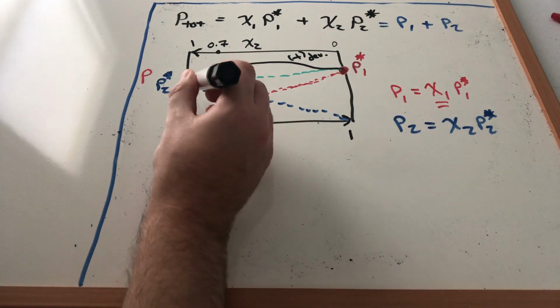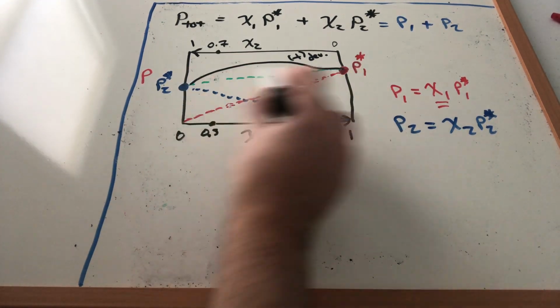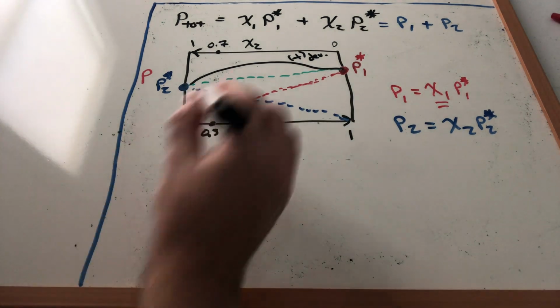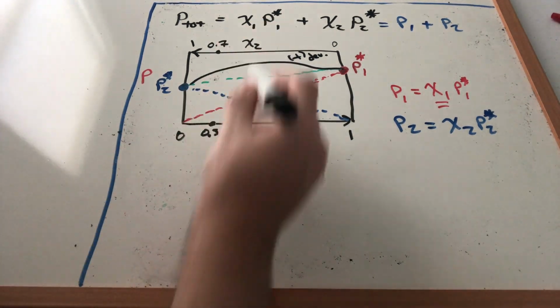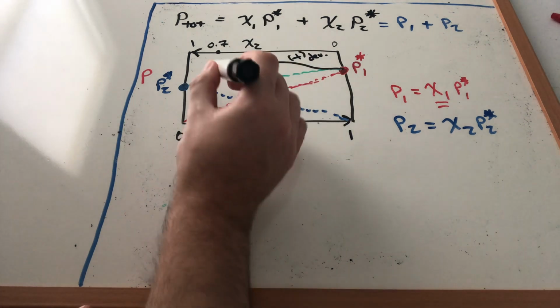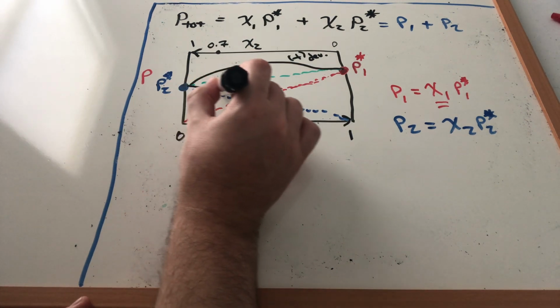So what does a negative deviation look like? So we do this Raoult's law prediction. The green line predicts what the total vapor pressure should be for all these different solutions that we make for different Chi1s and Chi2s. And then this is what you see instead.